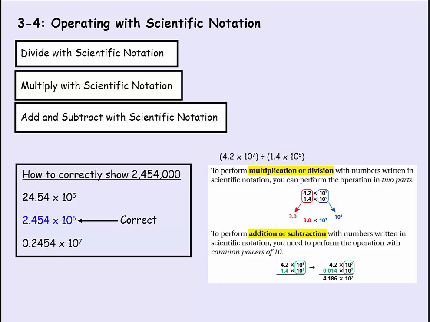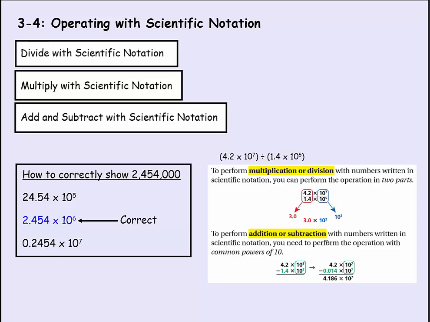We have 4.2 times 10 to the 7th divided by 1.4 times 10 to the 5th. You can deal with the regular numbers by themselves, and you can deal with the powers by themselves, and then put your answer together. 4.2 divided by 1.4 is 3.0. 10 to the 7th divided by 10 to the 5th, as we learned in a previous lesson, is 10 to the 2nd. So therefore, 4.2 times 10 to the 7th divided by 1.4 times 10 to the 5th is 3.0 times 10 to the 2nd.